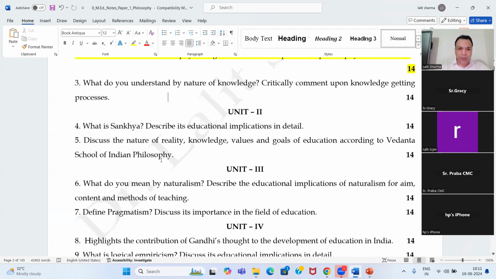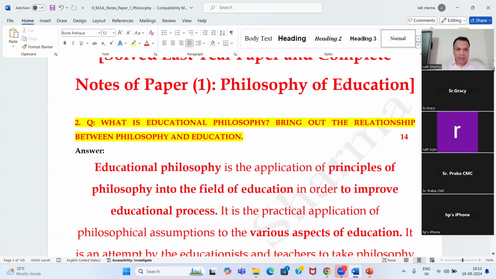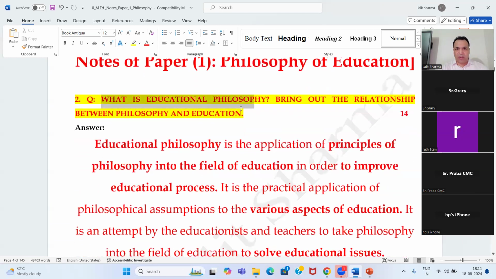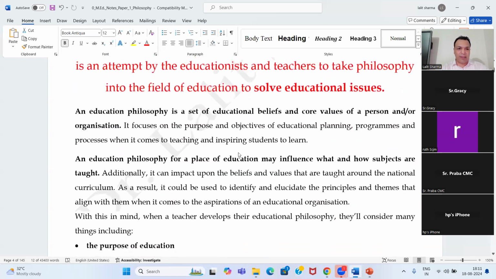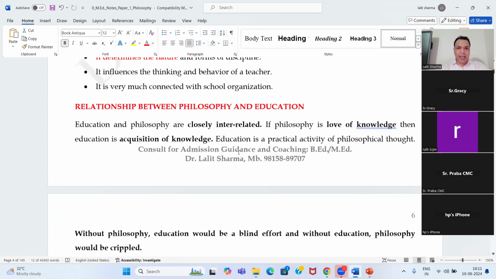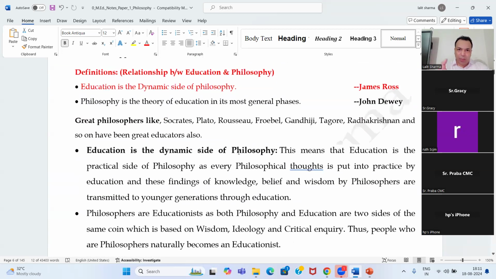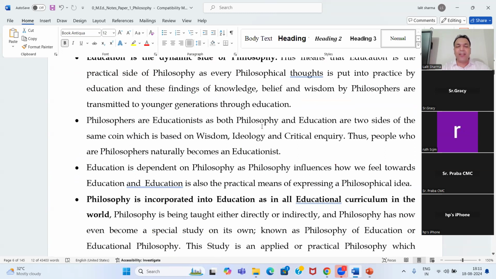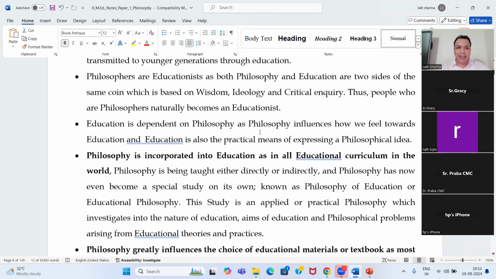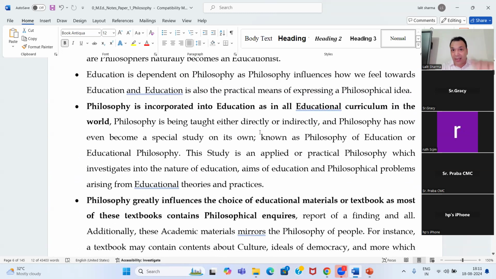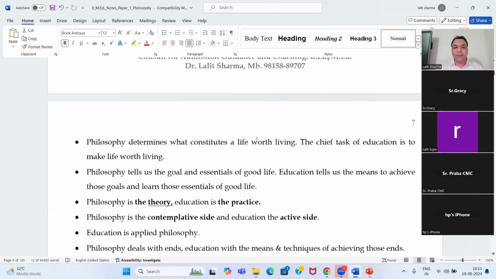In the notes you can see that. ये देखो, ये रहा, this is the, what is educational philosophy? Bring out the relationship between philosophy and education. The second question, ये देखो सारा का सारा I have discussed here. So I have taken the points from here in the PPT, so that with the help of the PPT you can understand better, right? But I have taken all the points from the notes which I have already given you 4 months before, right?